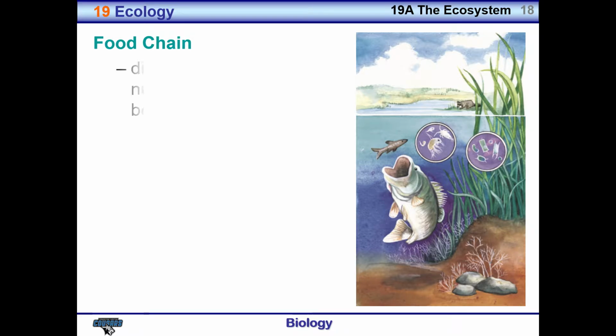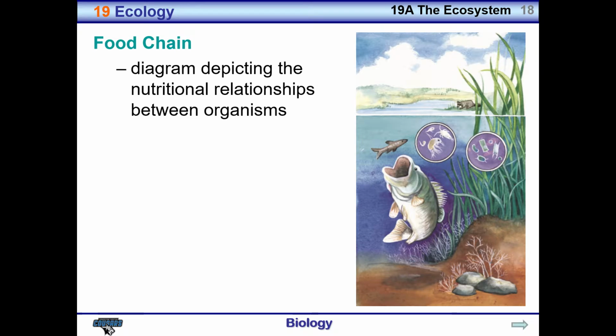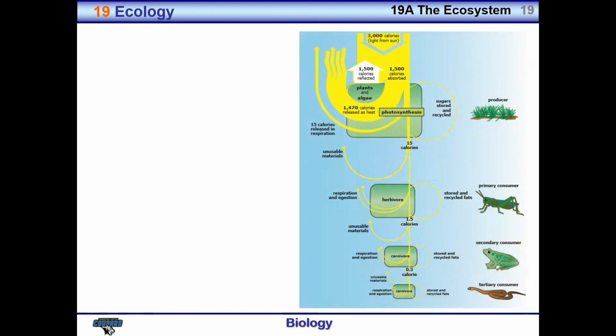Food chain. The diagram on the right depicts the nutritional relationship between organisms. A simple chain might involve algae, which are eaten by aquatic arthropods, which are eaten by minnows, which are eaten by bass. And in this case, the algae would be the producer and the other organisms would be consumers.